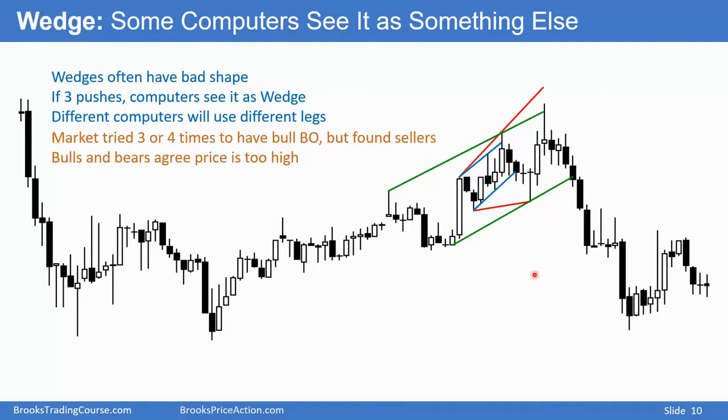It doesn't matter if you call it a wedge, an expanding triangle, or channel. The market continues to reverse after every attempt to break to the upside. Usually then, the market tries to go the other way. It'll conclude it has gone too far up.